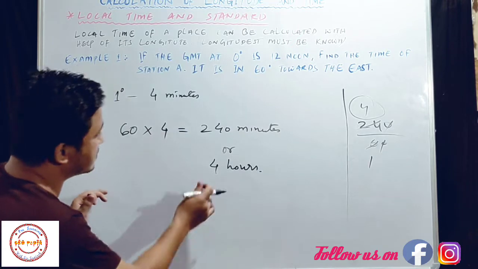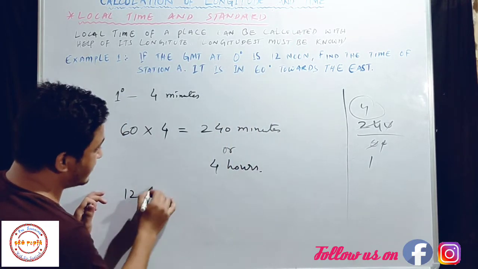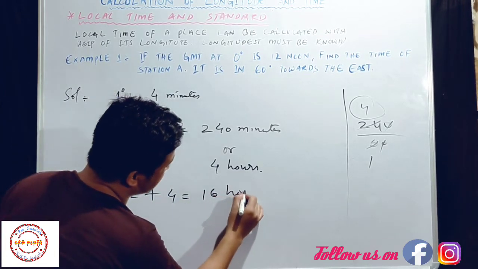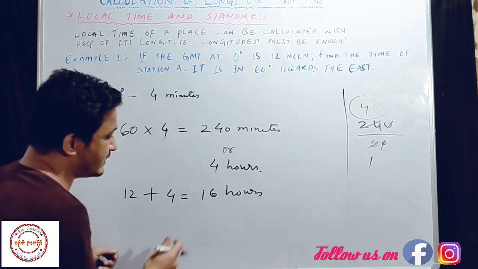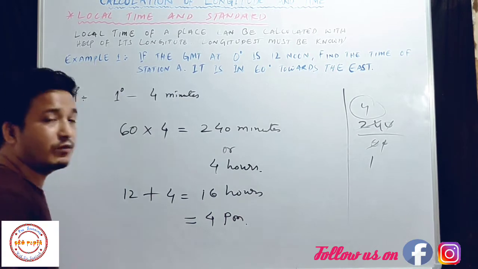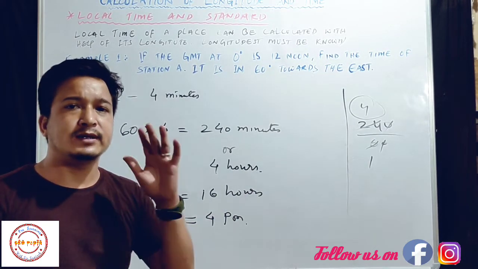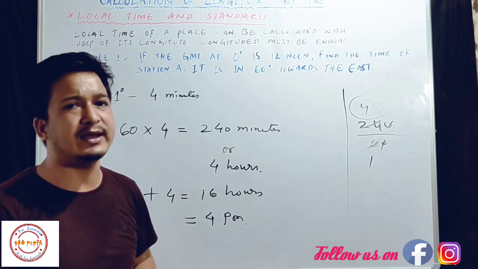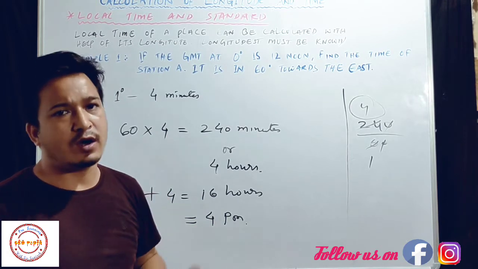Or you can do it in this way also. 4 hours we have to add at 12 noon. 12 noon means 12 hours plus 4 hours. It will give us 16 hours. It is in 24-hour format, right? When you convert this into 12 hours, it will give us 4 p.m. So in this way, students, you can calculate the local time of any place if you know the longitude of that place.